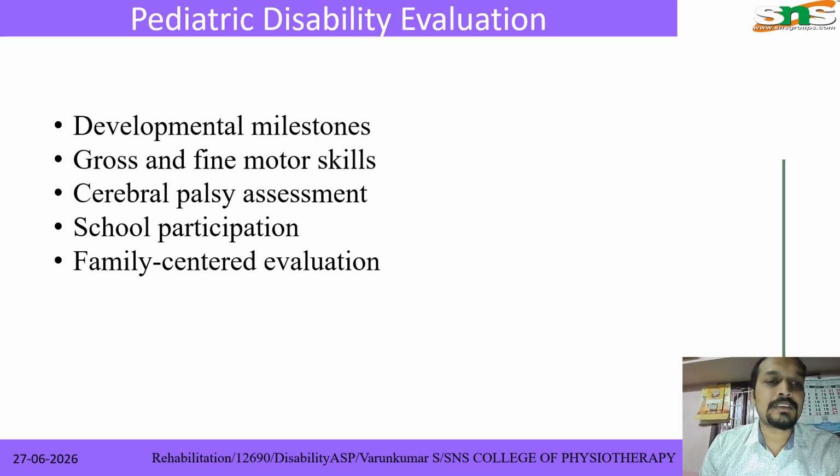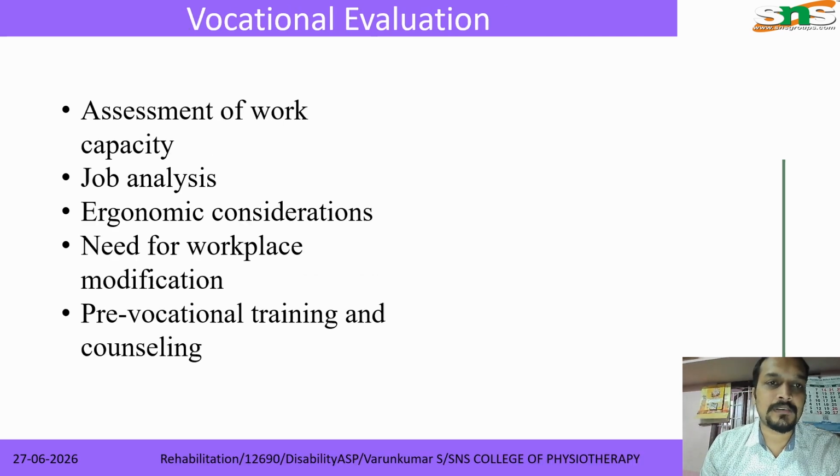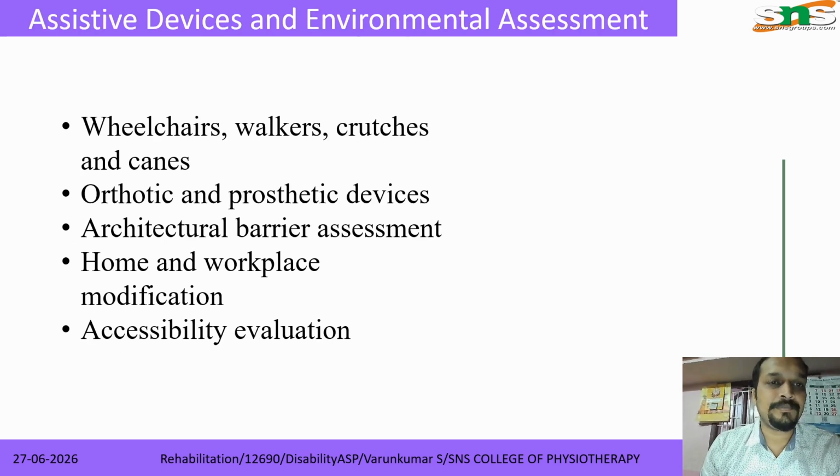In pediatric disability evaluation, we need to go with developmental milestones, gross and fine motor skills in children, cerebral palsy assessment, school participation, and family-centered evaluation. In vocational evaluation, we need to assess work capacity, job analysis, ergonomic considerations, need for workplace modification, pre-vocational training, and counseling if needed. The assistive devices used are wheelchairs, walkers, crutches, canes, and orthotic and prosthetic devices. Architectural barrier assessment is needed, along with modification of the home and workplace, and then accessibility evaluation of the patient.